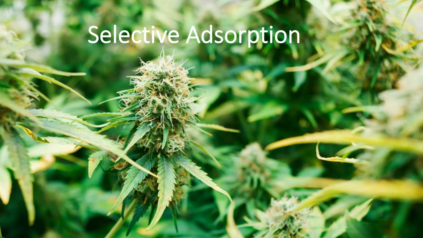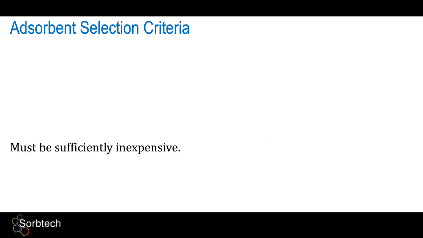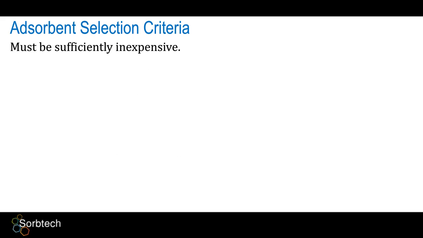Let's start with selective adsorption. There are quite a few adsorbents available. This is a partial list, and literally is A to Z, alumina to zirconia. I won't go through all the list right now, but let's go through the criteria we use to evaluate whether they can be used.